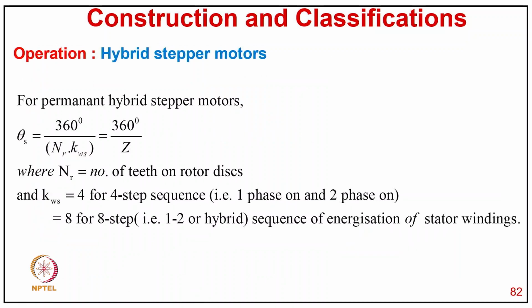Now for this permanent magnet hybrid stepper motor, theta is 360 divided by NR into KWs. So this is 360 by Z, where NR is the number of teeth on the rotor disc. KWs here is 4 for a 4-step sequence, either single phase or two phase on, and 8 for a half-step, that is a 1 and 2 or hybrid sequence of energization of the stator winding.